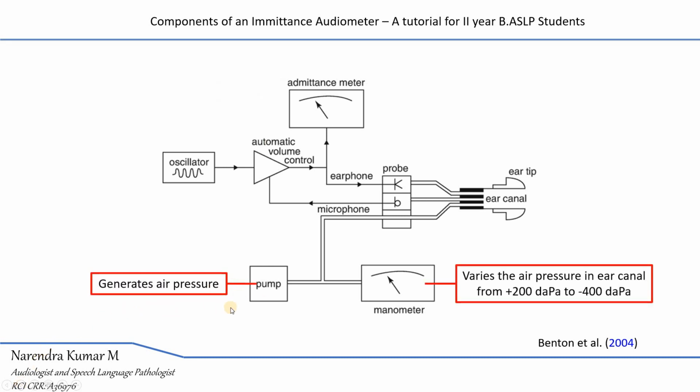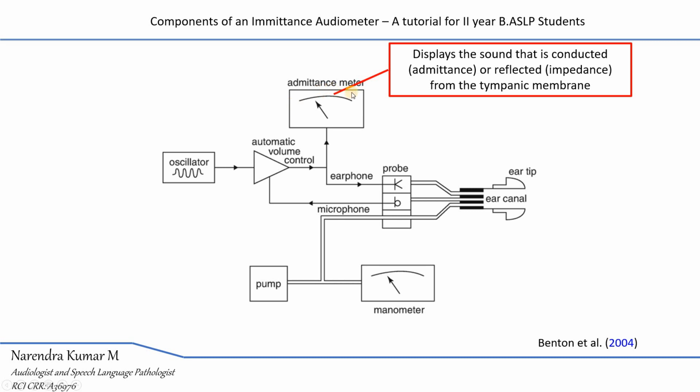The pressure pump generates air pressure. With the help of the manometer, it is made sure that the pressure is ranging between plus 200 decapascals to minus 400 decapascals. And through the pressure transducer, this air pressure is sent into the ear canal. The air pressure is used to keep the tympanic membrane at different positions and measure the conductance or the reflectance from the middle ear system. The admittance meter or the impedance meter displays the amount of sound that is conducted into the middle ear or being reflected from the middle ear.